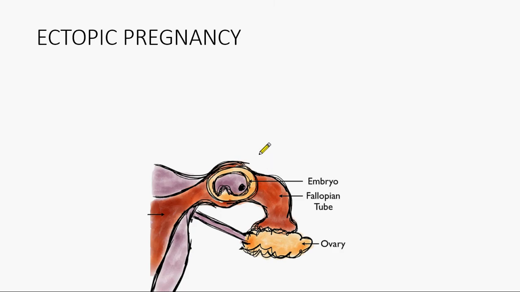Now coming to the first topic today, which is ectopic pregnancy. Ectopic pregnancy is when the fertilized ovum, instead of implanting in the fundus, which is the normal location, implants anywhere else in the body, most commonly in the uterine tube at the ampulla. That is the meaning of ectopic pregnancy.